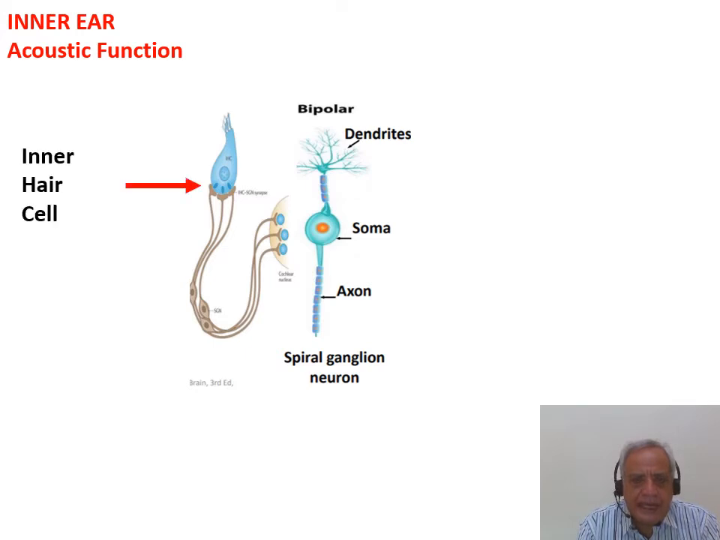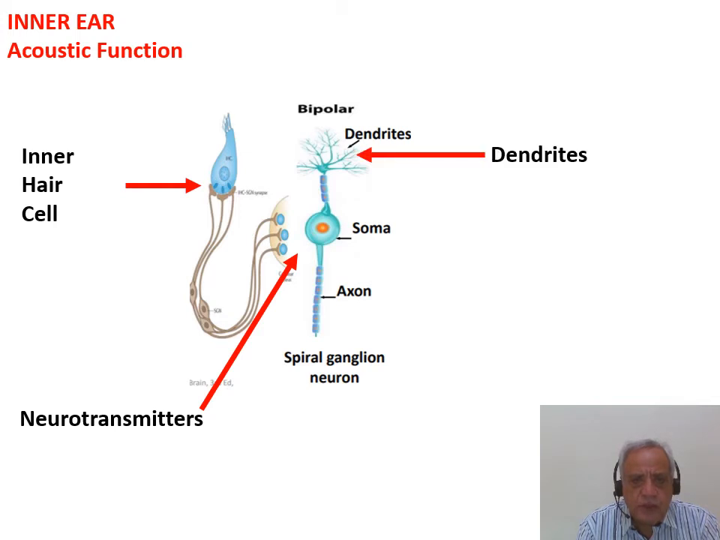This is the inner hair cell. Glutamate, the neurotransmitter, stimulates the spiral ganglion. The spiral ganglion has two poles, one towards the hair cell, which is called the dendron, and the other pole toward the auditory nerve, which is called the axon. So the spiral ganglion neuron has dendrites towards the hair cells and axons towards the auditory nerve to stimulate the auditory nerve.